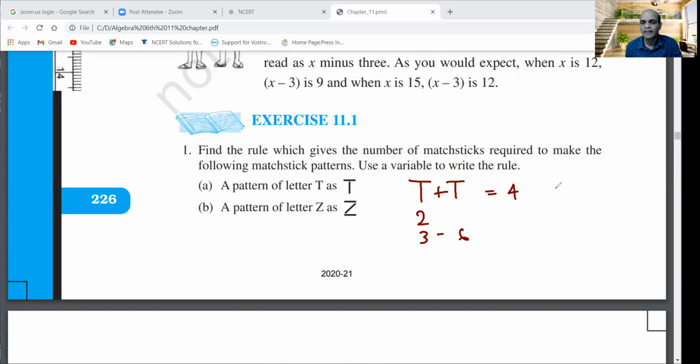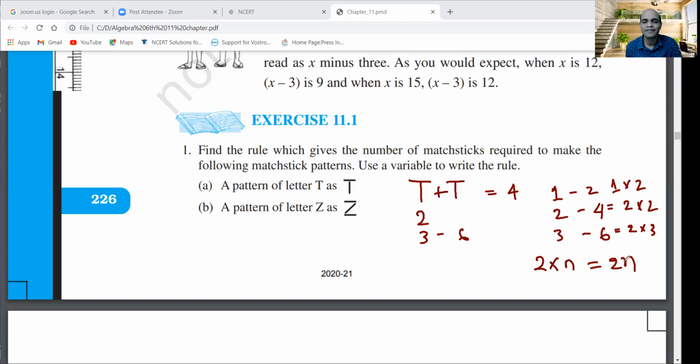For 1, it is 2. For 2, it is 4. For 3, it is 6. And what does the common rule say? This is 1 multiplied by 2, this is 2 multiplied by 2, this is 3 multiplied by 2. So the rule is 2 multiplied by n, or 2n. Correct? So this is the rule for the pattern of letter T, and the rule for this is 2n. Get it? Very good.